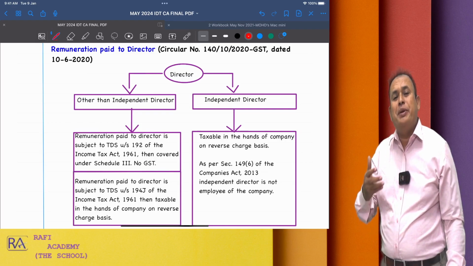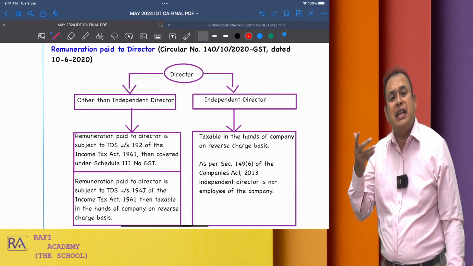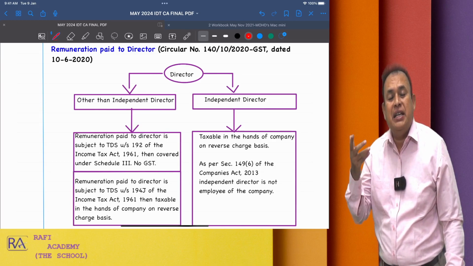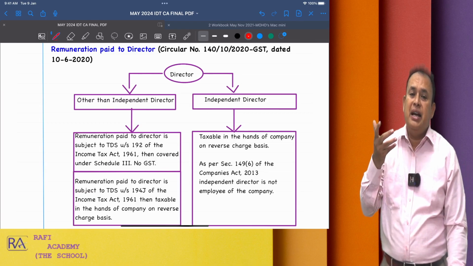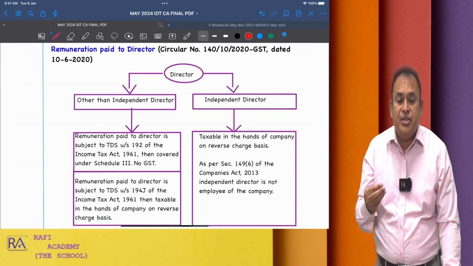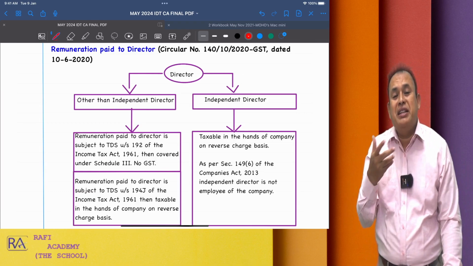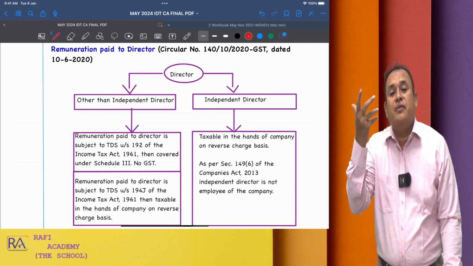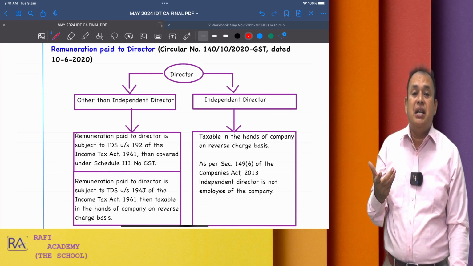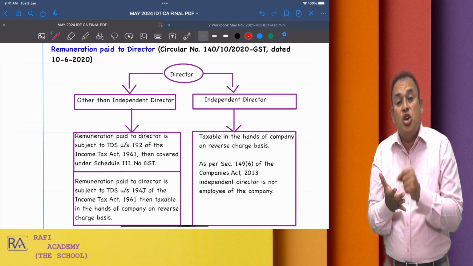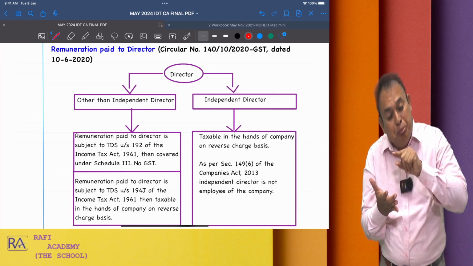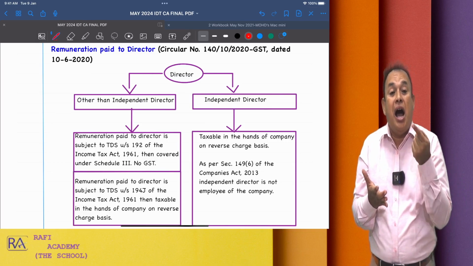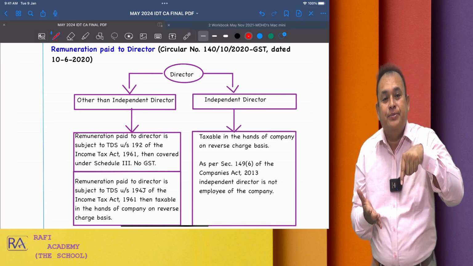It is not going to be taxed under the head salary under section 15 of the Income Tax Act. As a result, the law of the land here says that it is called income from other sources. As a result, the TDS is going to be deducted by the company on the sitting fees paid to the whole-time director under section 194J.